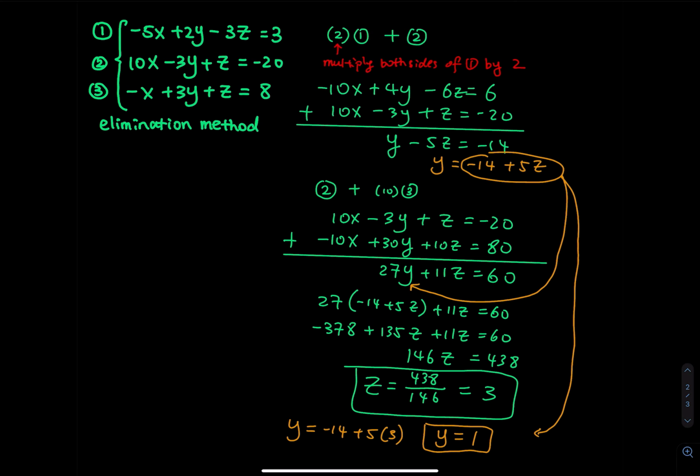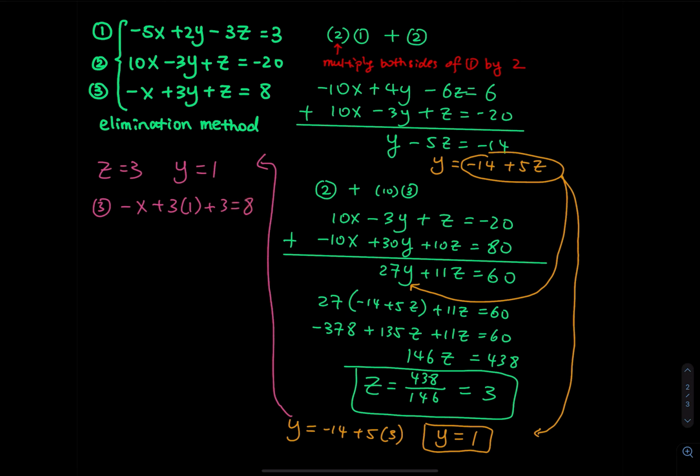So for the very final step, I'm going to switch to a different color because now I have z equals 3 and y equals 1. Okay, let's plug it into the third equation. So we have negative x plus 3 times 1 plus z, which is 3, equals 8. So we have negative x plus 3 plus 3, which is 6, equals 8. Negative x is equal to 8 minus 6. Negative x is equal to positive 2. So we have x equals negative 2.